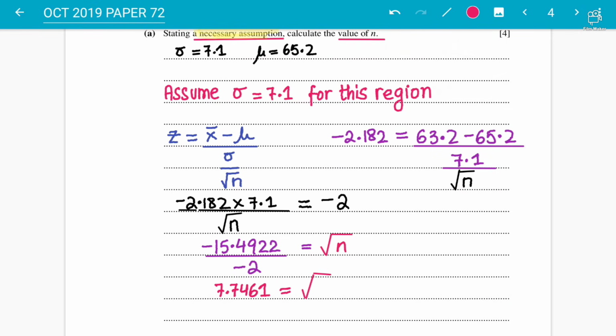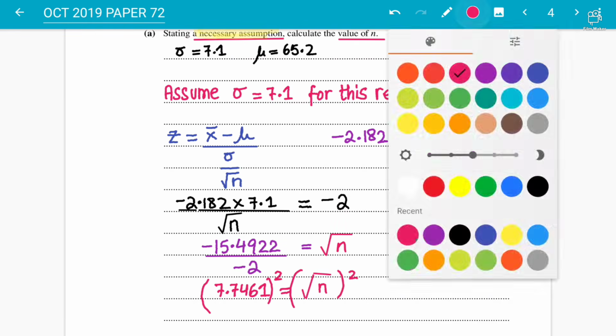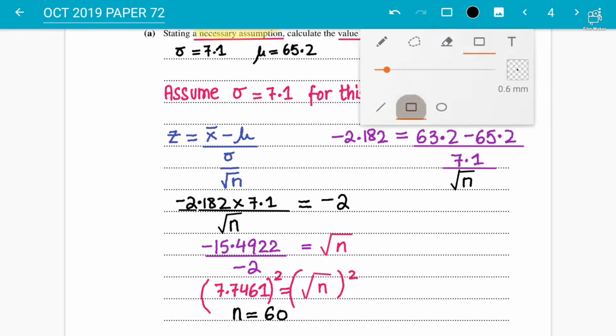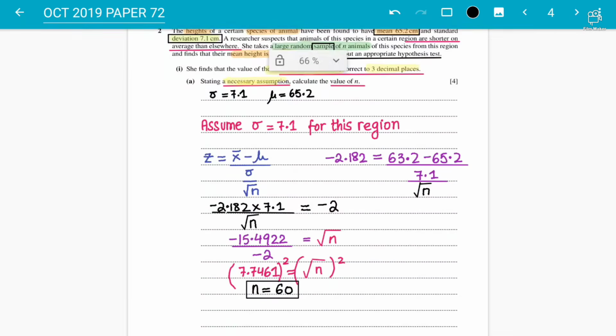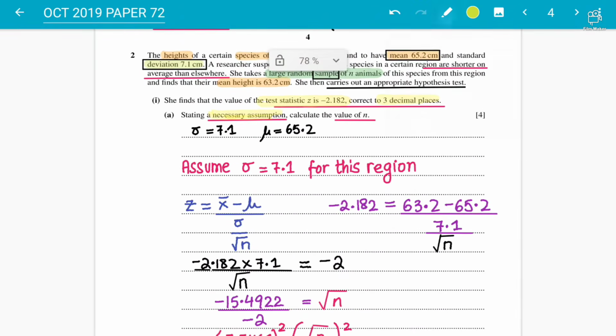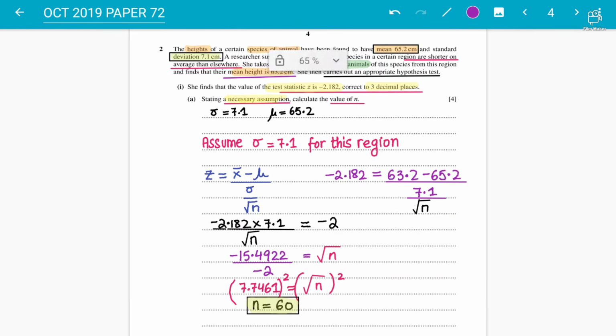When you square this on both sides, you get the n value. When you square this answer, it comes out exactly as a random sample of 60. So the best thing is that it is a large random sample, we are testing on 60 animals, and based on those 60 animals, the mean height came out as the test value of 63.2 here. The z test statistic value is coming minus 2.182.